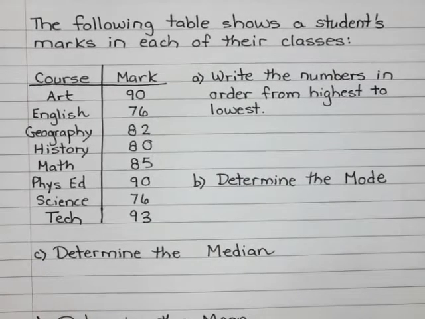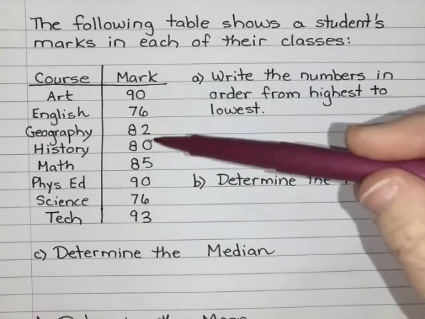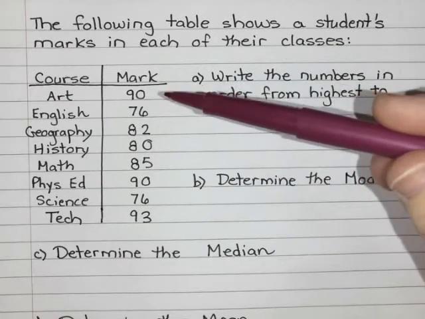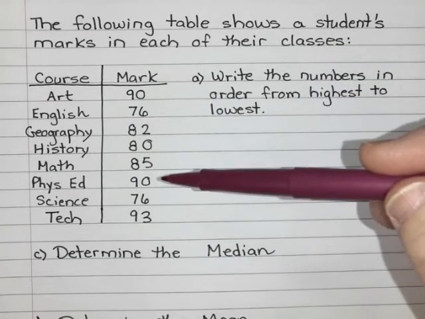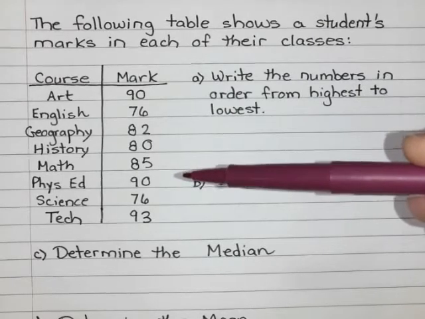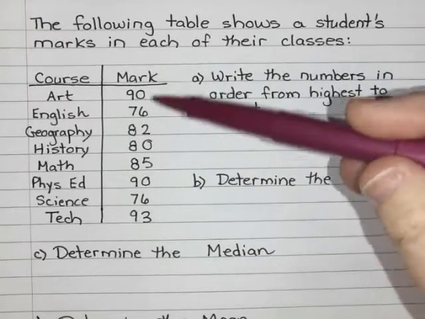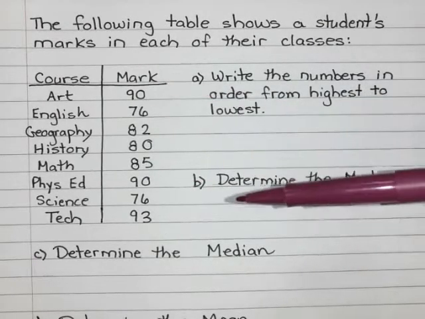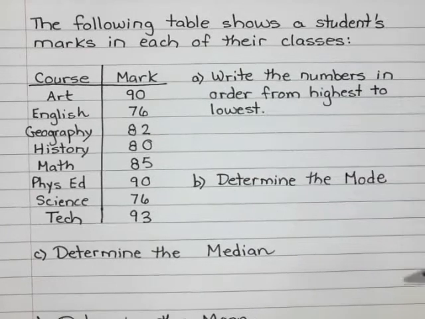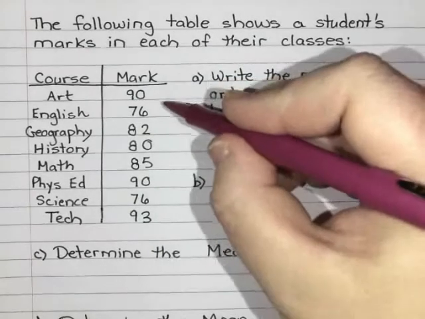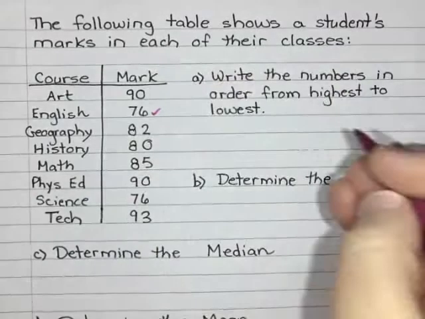So I'm going to start by trying to look in my list and find the lowest number. And if you are doing this off the computer, I really recommend finding yourself a piece of paper and writing these numbers down first. It makes it easier to put them in order if you can check them off as you go. So I noticed the lowest number is 76.